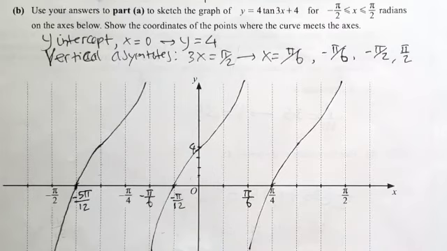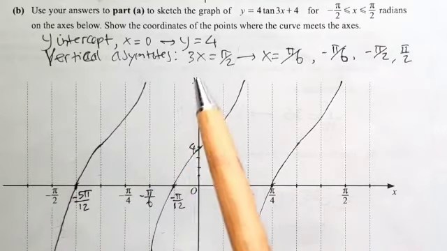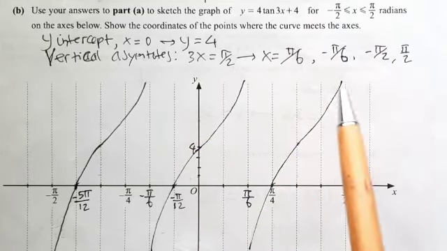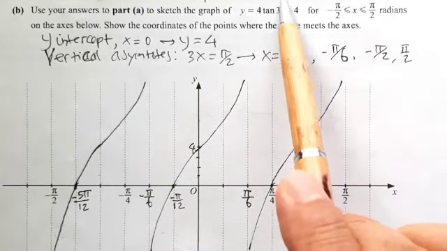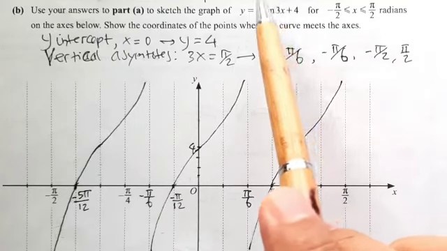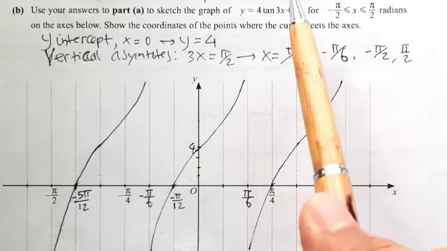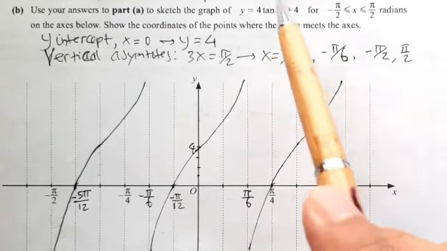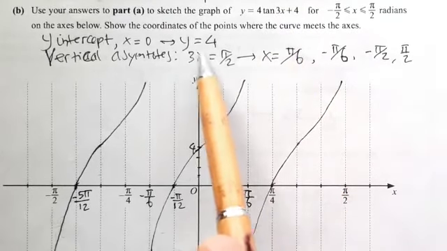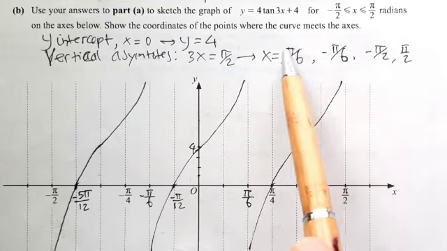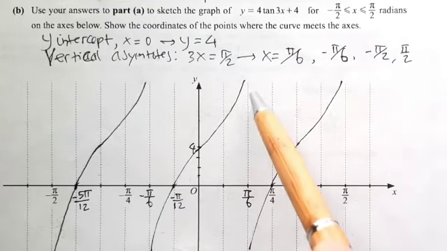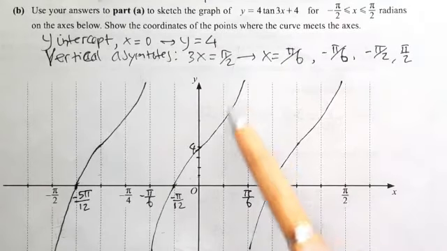Further, we have to find the asymptotes. We find an asymptote when 3x equals pi over 2, since tan pi over 2 is undefined, which means a vertical asymptote. Thus 3x equals pi over 2. From here we get x equals pi over 6. Thus this is the first equation of an asymptote.